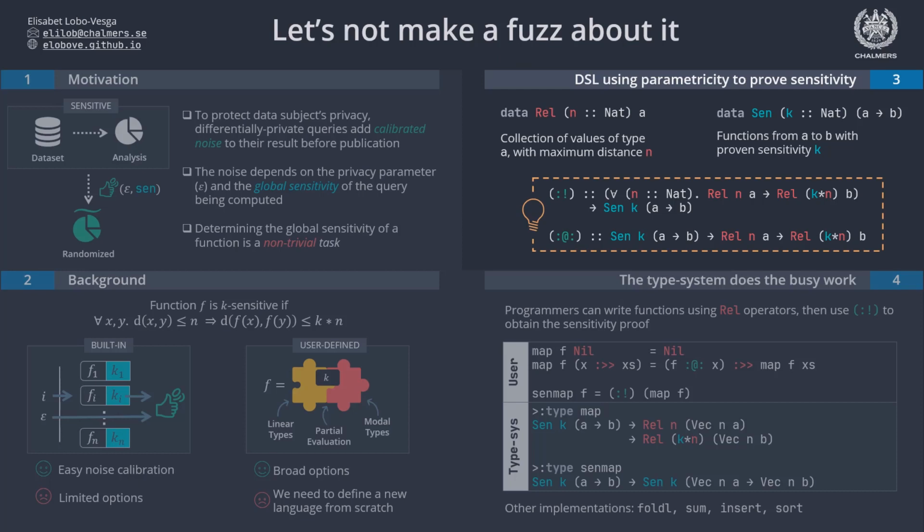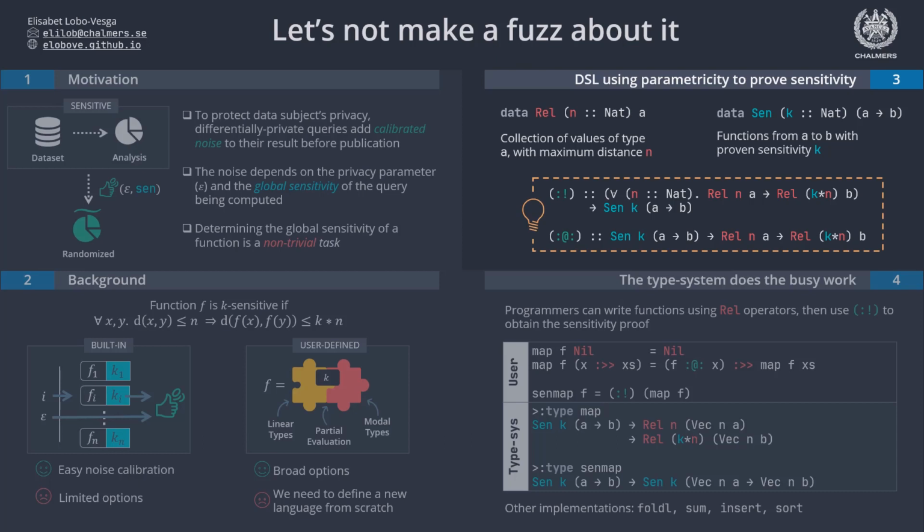With this in mind, we created a Haskell library with two data types. Data type Rel n A represents a collection of values whose distance is at most n. This data type is an abstraction of the expression any x and y at maximum distance n that we mentioned when defining the sensitivity of a function. Data type Rel comes together with a set of combinators and operators. For instance, we can create relational pairs or vectors and perform binary operations like addition over relational values.